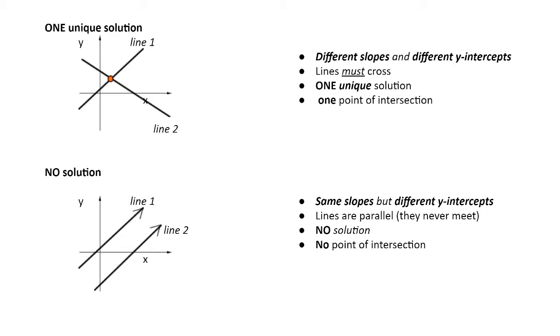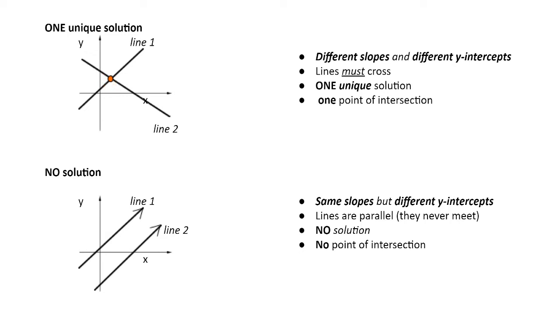Now, what's special about the lines that make up this linear system is that the lines will have different slopes and they will have different y-intercepts. So the two equations that make up your linear system will be completely different from one another. In order to have one unique solution or one point of intersection, your lines must cross or intersect with each other. And that means that if they are crossing, you are only crossing or intersecting at one particular point.